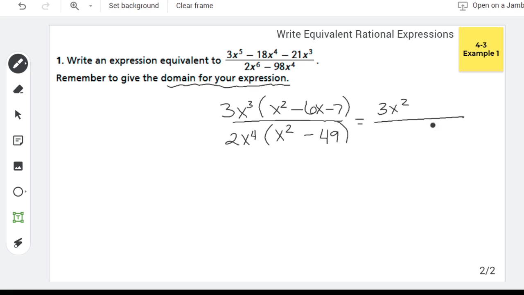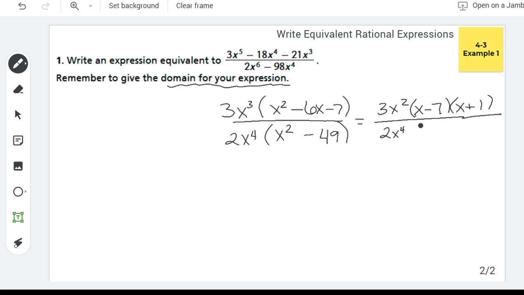So the 3x squared and the 2x to the 4th, they're just going to chill there. But I'm going to break apart the parentheses that are left. So here, the x squared minus 6x minus 7, I know I have an x and an x. I drop down my first minus. And then to get a negative 7, my signs have to be opposite. And what multiplies to make 7 that subtracts to make 6? Well, that's 7 and 1.